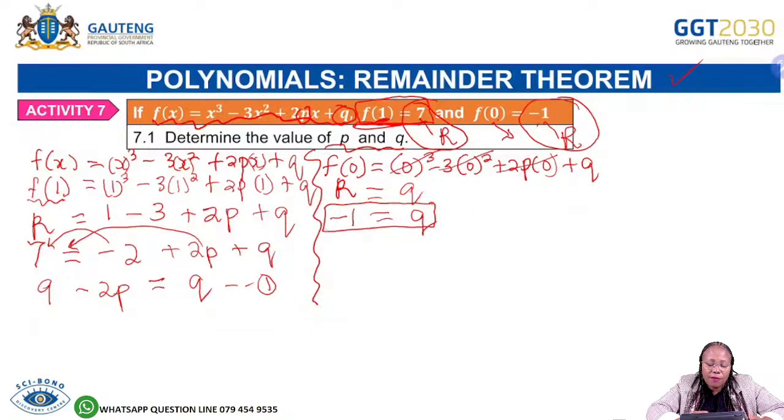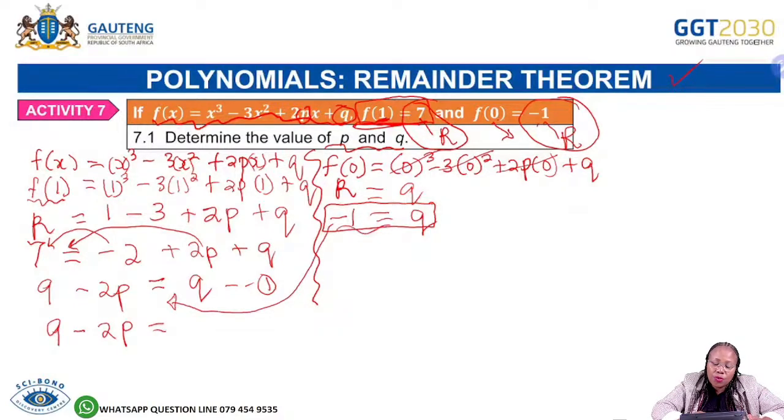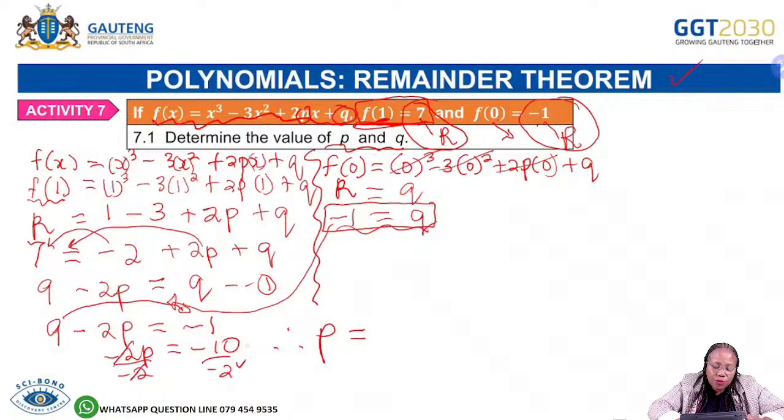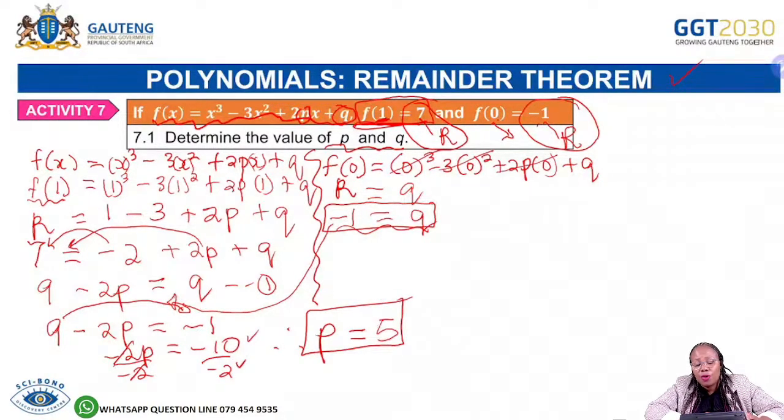Now to get the value of p, we are going to substitute this q into this equation here. So that will be 9 minus 2p. We are bringing in q equal to minus 1 for q there. And then we have minus 2p equal to, transpose 9 to the right hand side. Minus 1 minus 9 is minus 10. Negative 10, divide both sides by negative 2. Therefore, p will be equal to negative 2 into negative 10 goes 5 times. Therefore, p will be equal to 5.